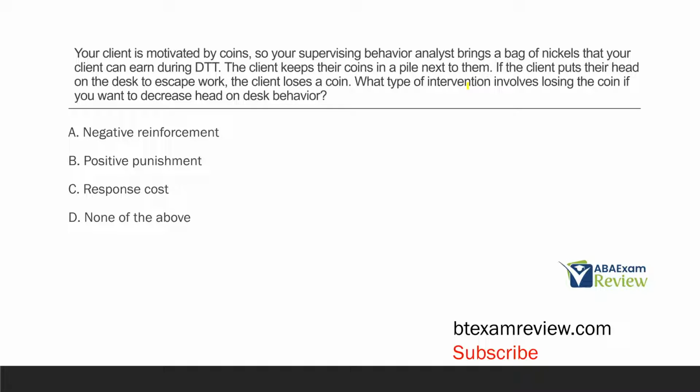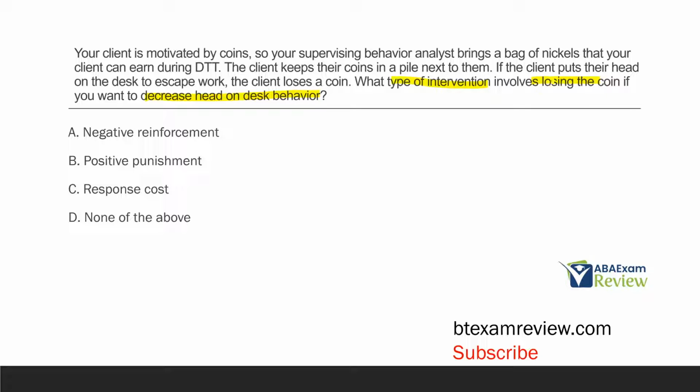What do we know about this question? First, let's see, what is the question asking? The question is asking about the type of intervention that involves losing the coin, and importantly, if you want to decrease head on desk behavior. So sometimes we're going to know how our consequences affect future behavior, and that's going to tell us what type of consequence it is. Sometimes we won't know how it affects future behavior. But if we have our goal, which is to decrease head on desk behavior, then we're trying to punish that behavior. So it's two different ways to look at the consequence. We don't know how it's going to affect the client, but we do know what we're trying to do, which is decrease head on desk behavior.